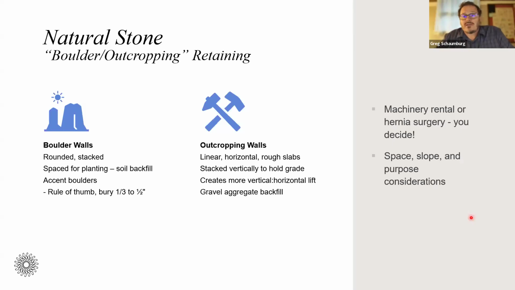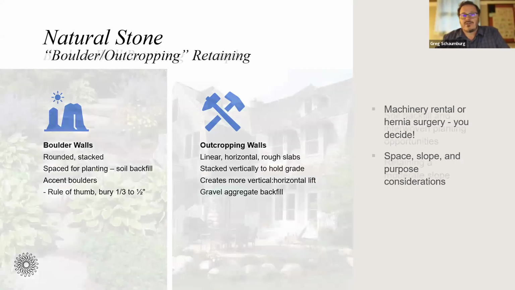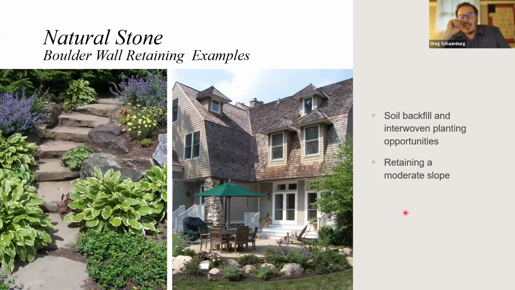So for space and slope and purpose considerations, they serve similar functions, but they don't serve the same function. A couple examples of this as we get into them. This is a material called Michigan grindstone, which is basically the Midwest equivalent of an irregular bluestone slab that you could use as steps or you can use as an outcropping wall. And mixed in among that is a granite boulder.